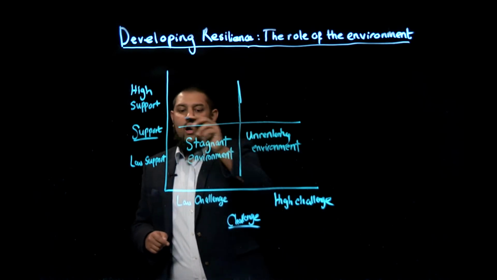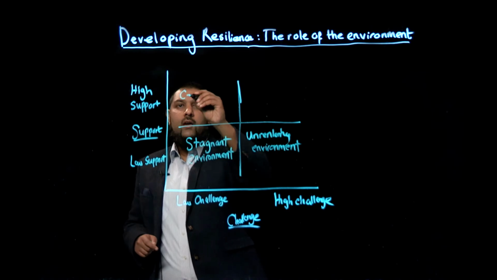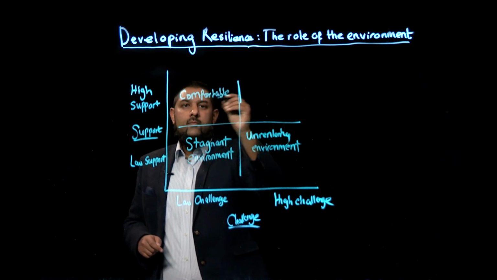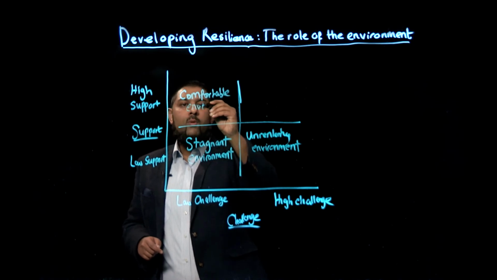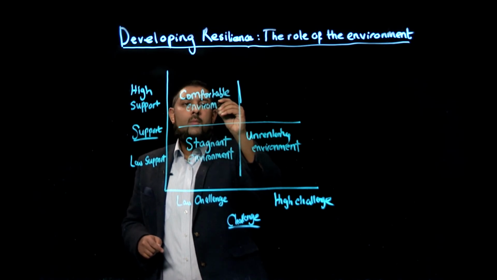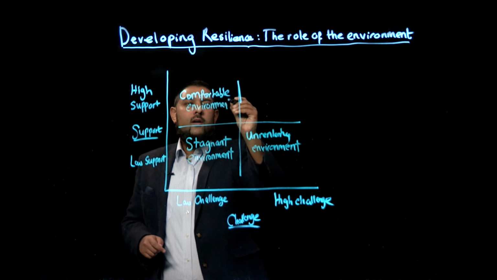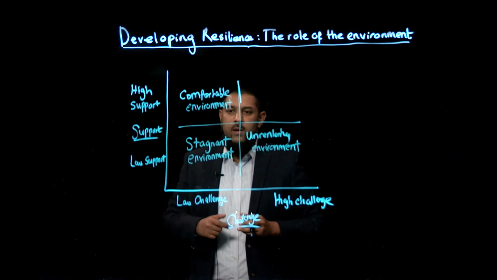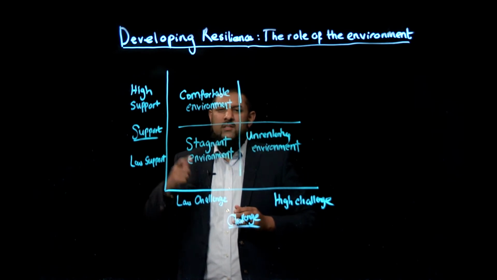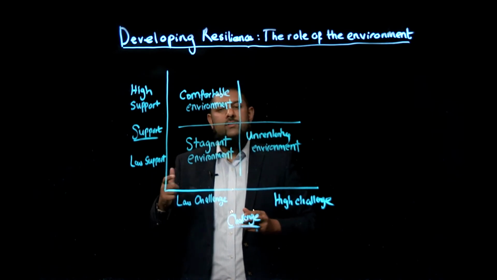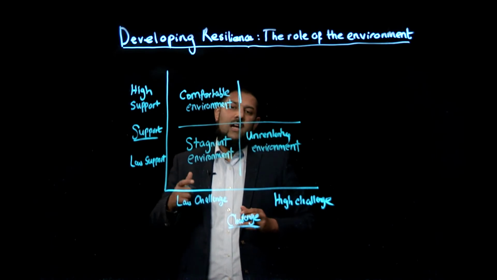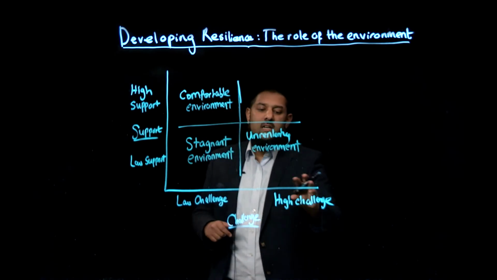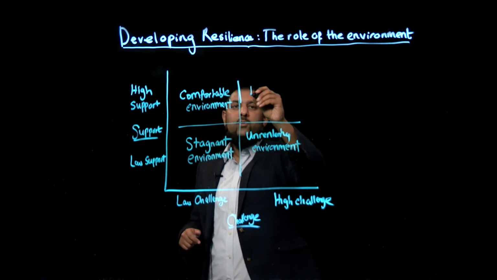The other environment is a high support, low challenge environment, and this is called a comfortable environment. This is an environment where things are going pretty well, but people aren't pushed beyond their comfort zone. Even though things might be going well, people aren't stretching themselves. In this environment, you might have great levels of well-being, but you're unlikely to have high levels of performance.